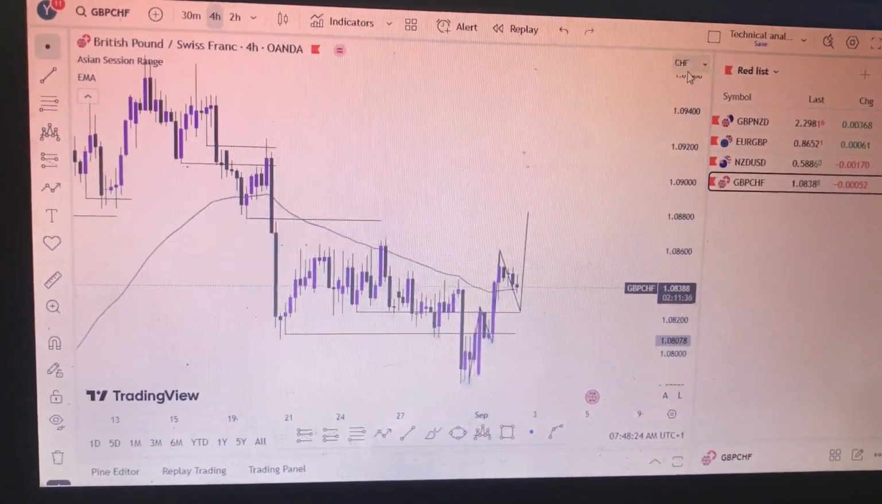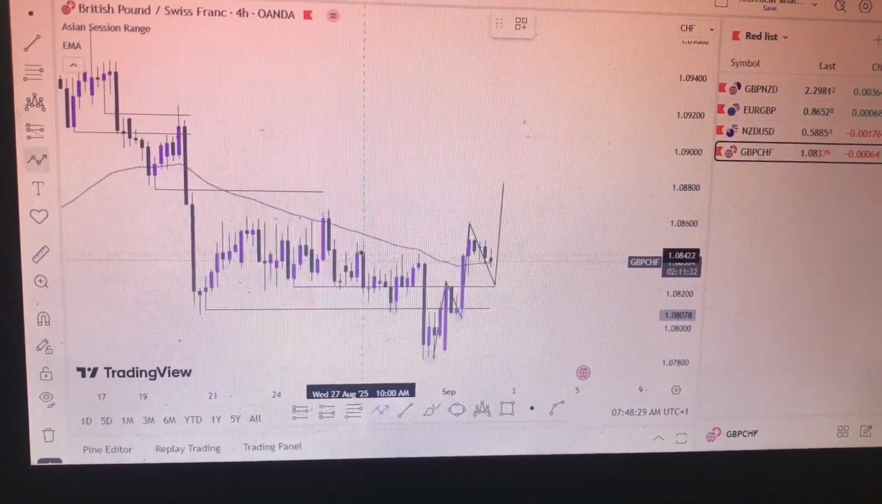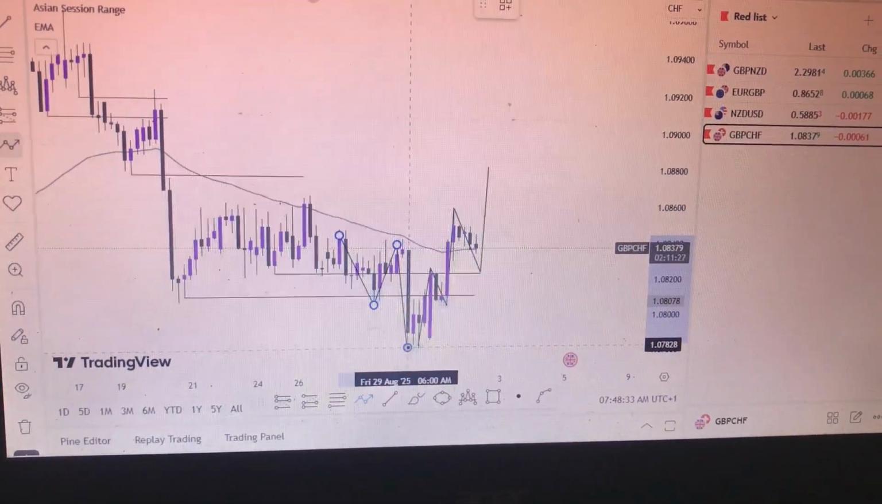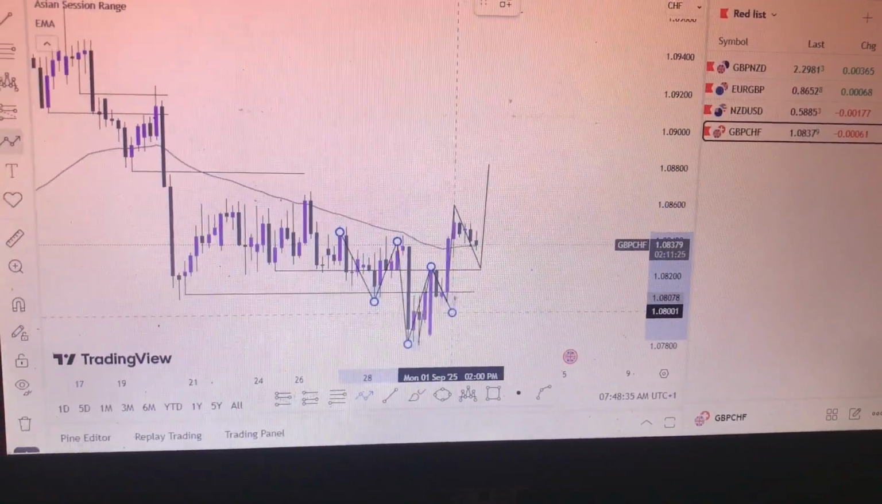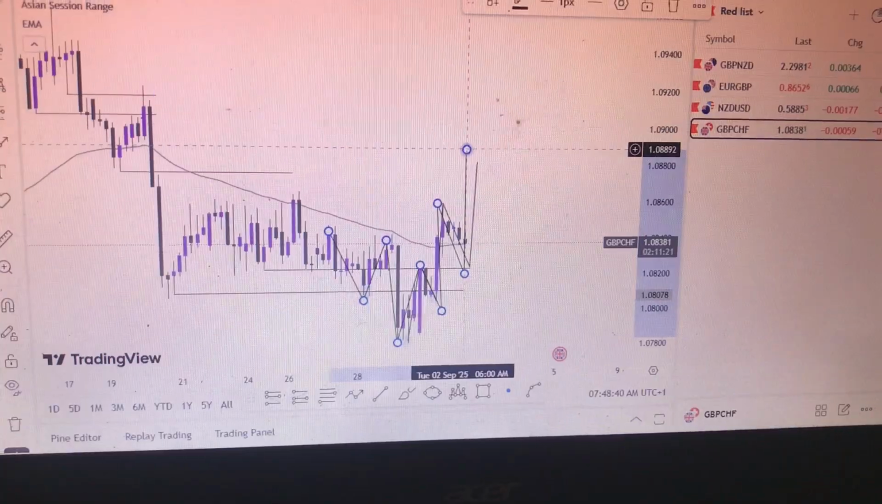Then we have a higher low, higher high, higher low, then higher high. The only thing here is the head and shoulders pattern I'm talking about. You can see we had the left shoulder here, we had the head here, and we had the right shoulder, break above neckline and retest of structure. Then I'm looking for my entry signal around there.